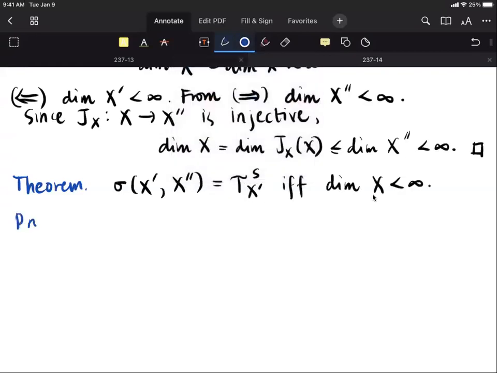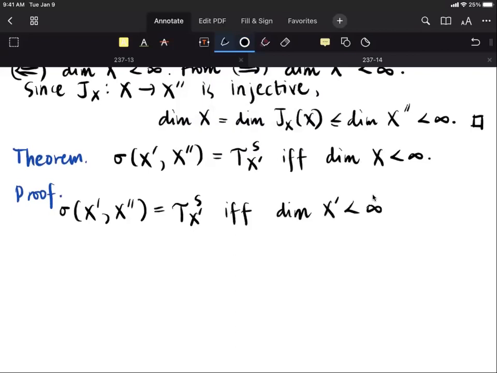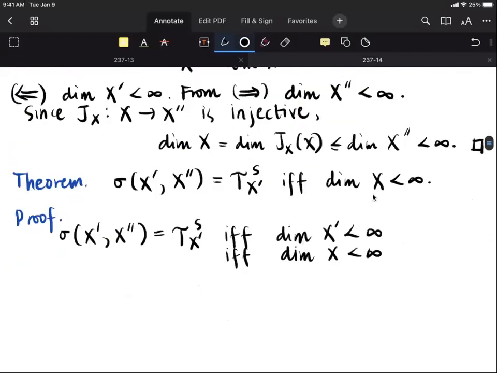So for completeness, let us present the proof. Recall that these two are equal if and only if, according to our previous theorem, when we replace X by X prime, the dual space is finite dimensional. But this is true if and only if the dimension of X is finite, according to the previous theorem. And that's the proof.